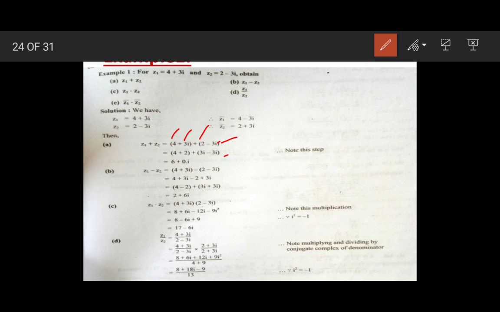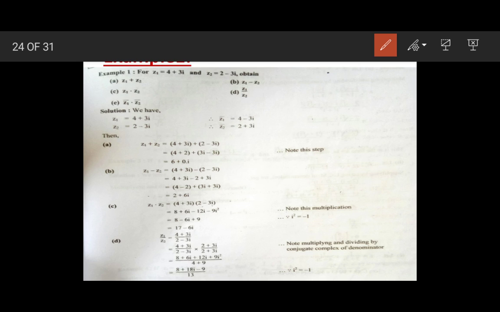Then part B is z1 minus z2. For subtraction also we apply the same rule. We subtract the real part from the real part, so 4 minus 2, then 3i minus 3i. But here the sign is minus, so minus minus will be plus. So it will be 4 minus 2, then 3i plus 3i, which is equal to 2 plus 6i. So that is the addition and subtraction of two complex numbers.